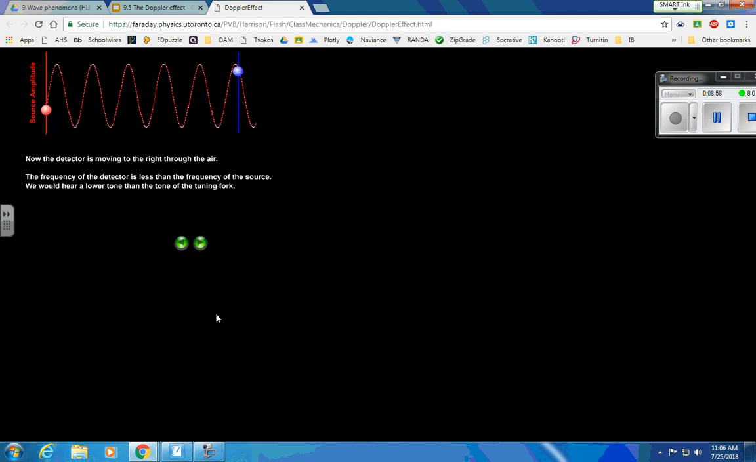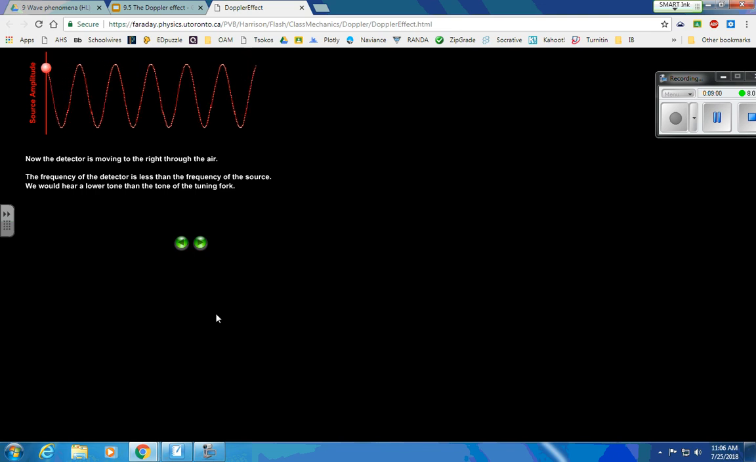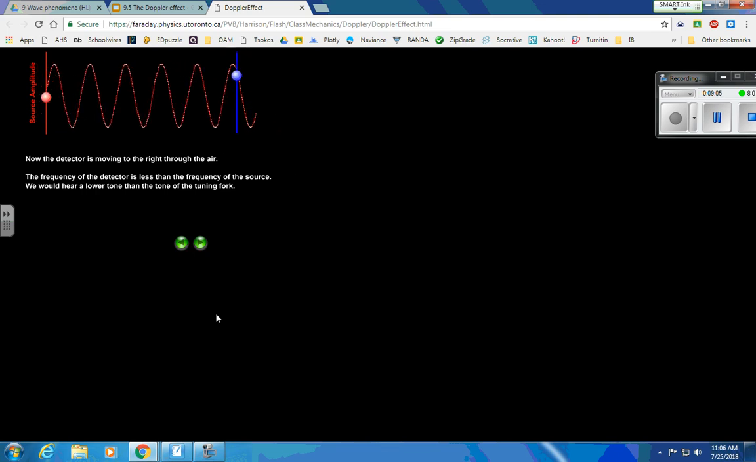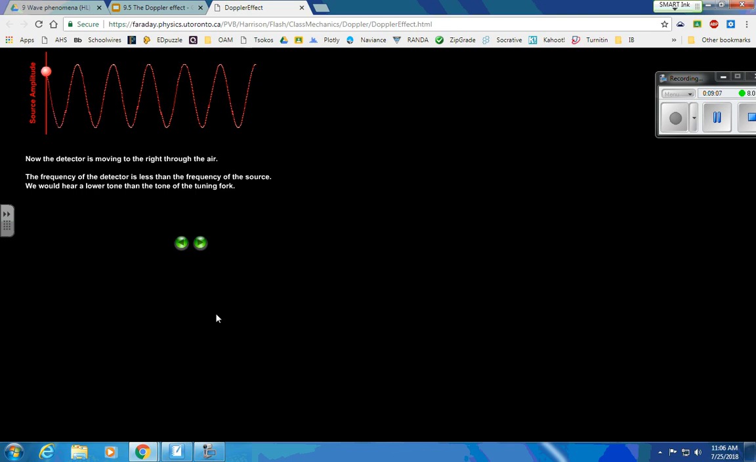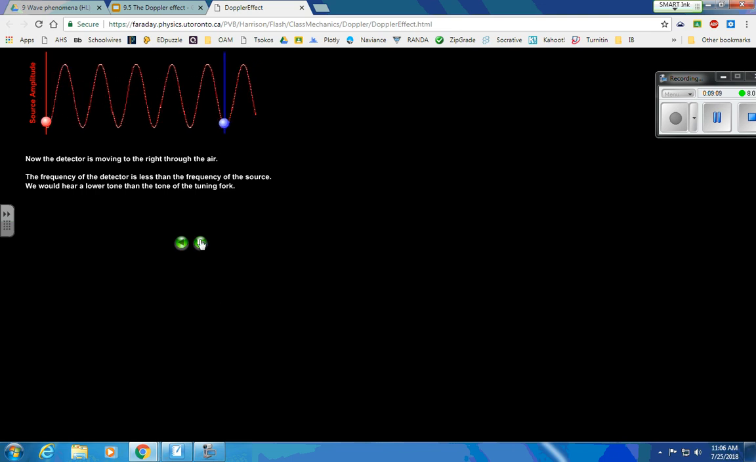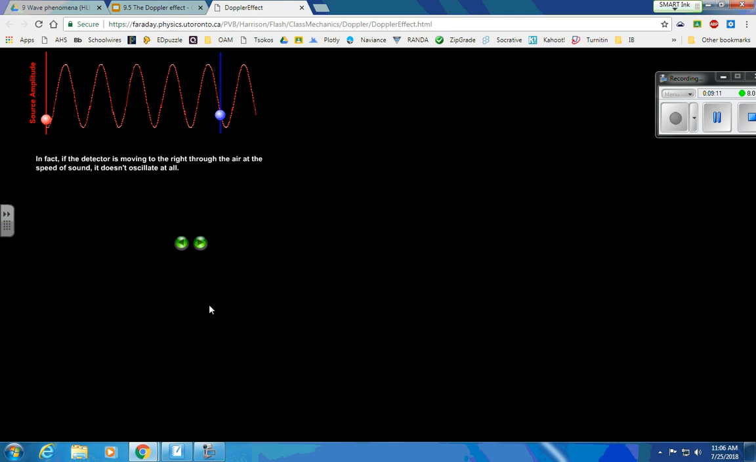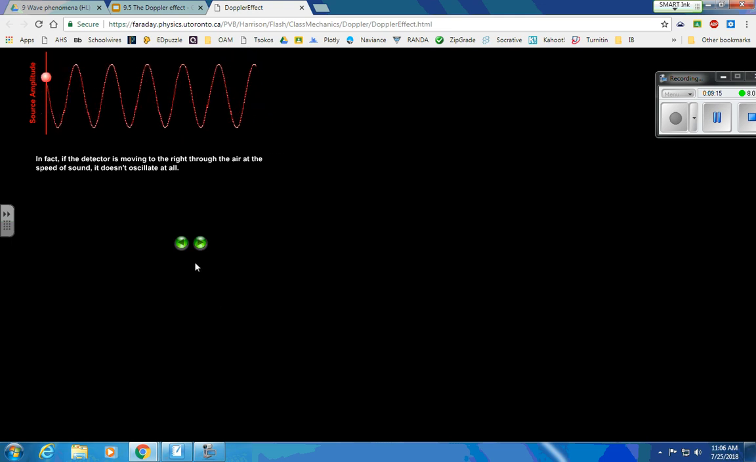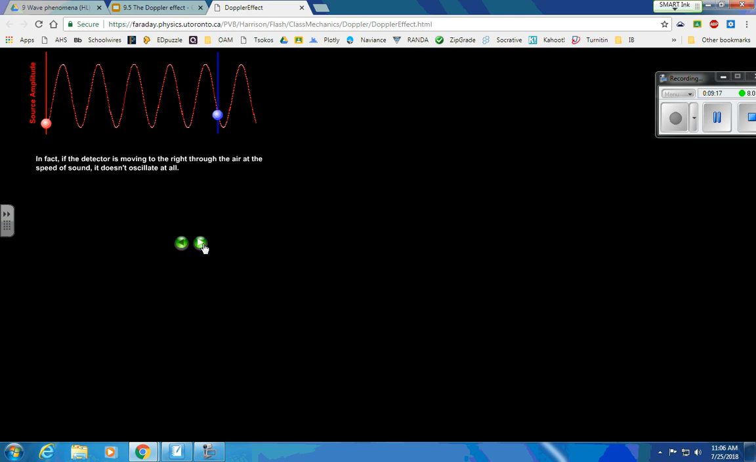If the blue sphere is moving away from the source, notice that it oscillates more slowly, at a lower frequency than the red one, which is the source of the waves. And you can even imagine if the blue sphere were moving away at the speed of the waves, it wouldn't oscillate at all. That's kind of the extreme example. So definitely different frequencies.